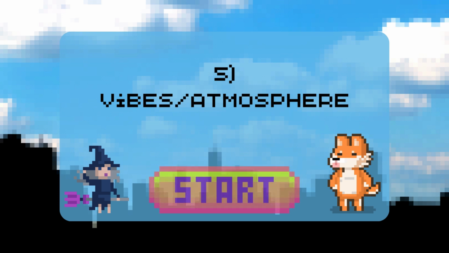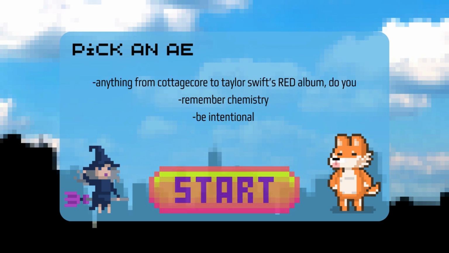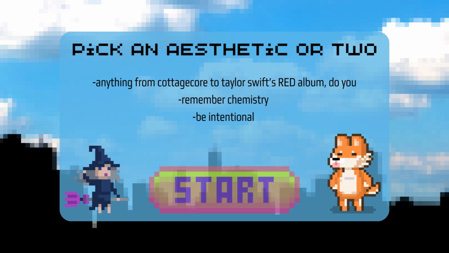Vibes and aesthetic. This part is very important and you can call it atmosphere if you're too embarrassed to say vibes. This doesn't need to be exactly cottagecore, grunge, pink, I don't know. It can be as simple as a song lyric they embody or an energy, anything that you connect with.